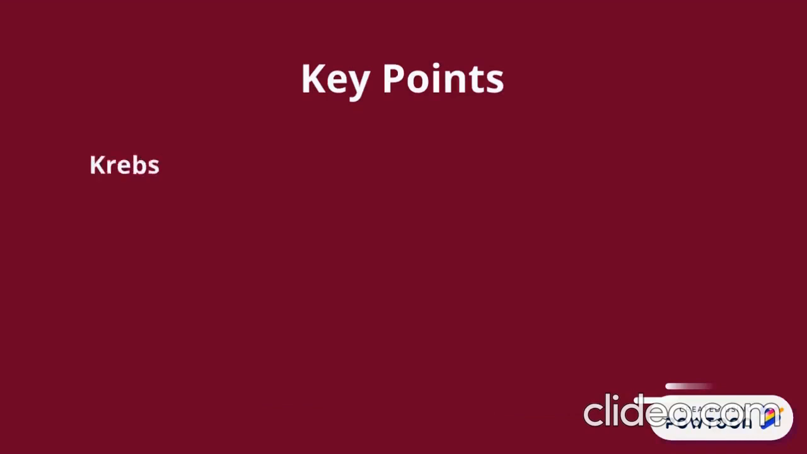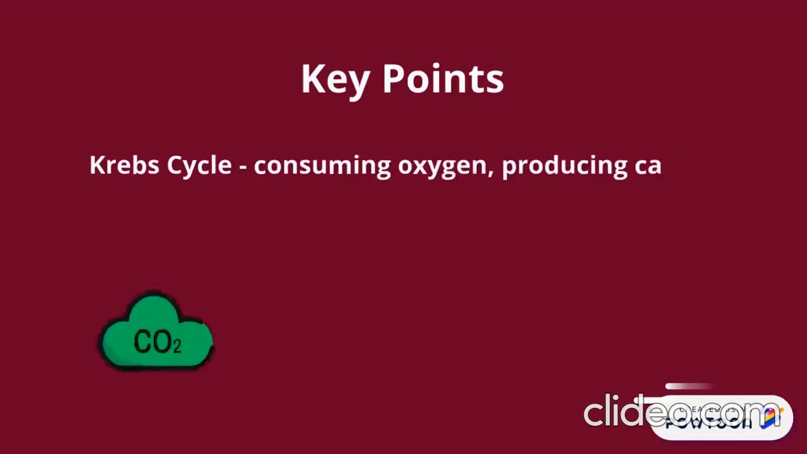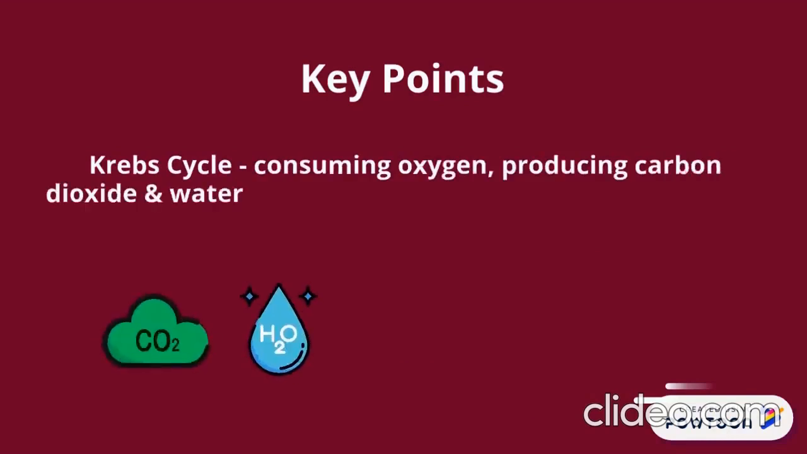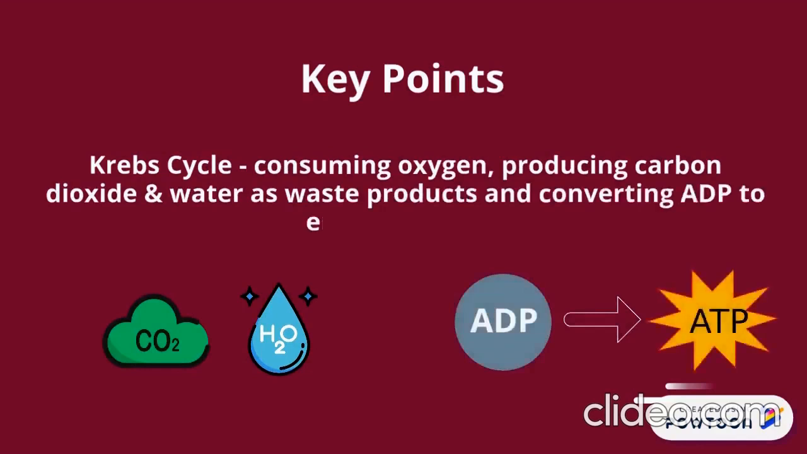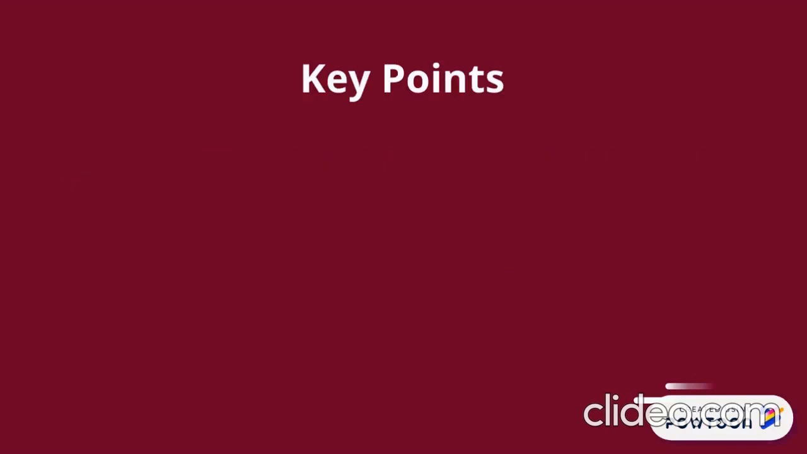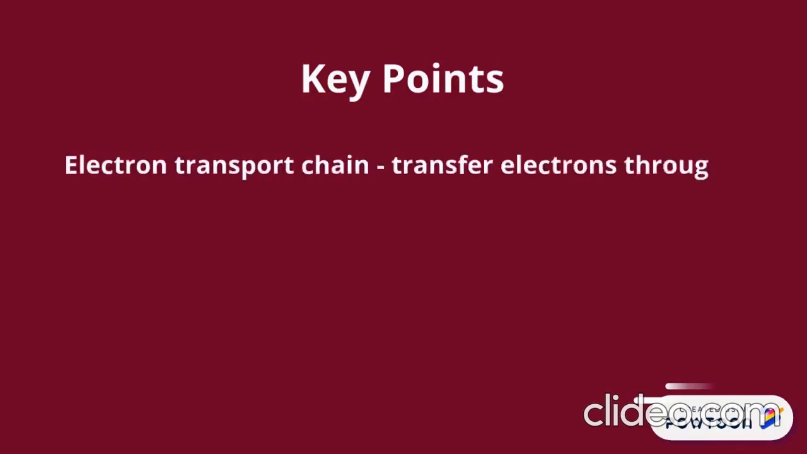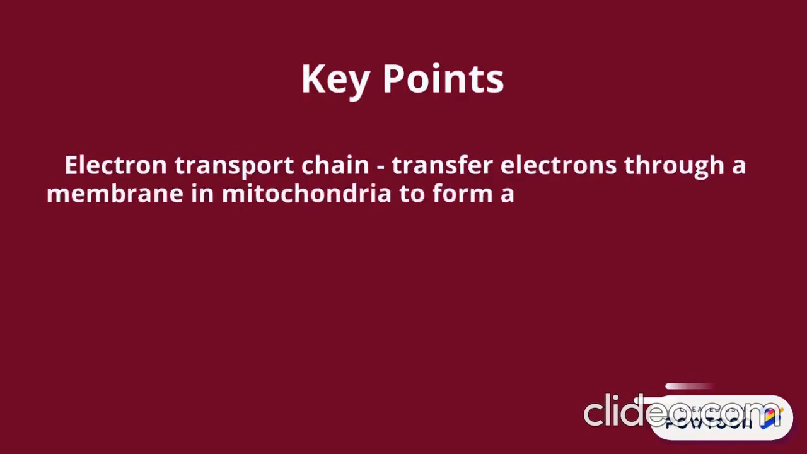The Krebs cycle takes place in mitochondria, consuming oxygen, producing carbon dioxide and water as waste products, and converting ADP to energy-rich ATP. The electron transport chain is a cluster of proteins that transfer electrons through a membrane within mitochondria to form a gradient of protons that makes ATP.